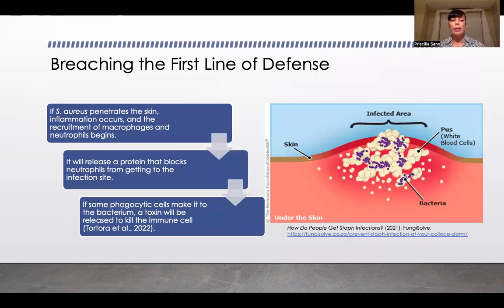Reaching the first line of defense. So if S. aureus is able to penetrate the skin, inflammation will be the very first thing that occurs. And then the recruitment of macrophages and neutrophils will come to that specific damaged site. Now, the bacterium in turn will release a protein that will start to block neutrophils from actually getting to the infection site. And if some of those phagocytic cells do make it to the bacterium, a toxin can be released, and that will end up killing the immune cells.